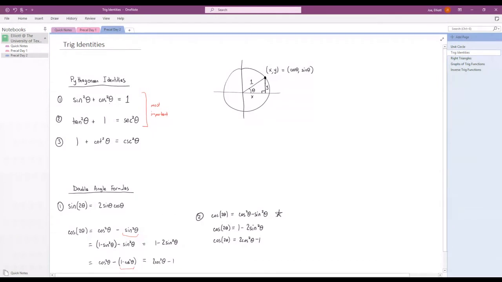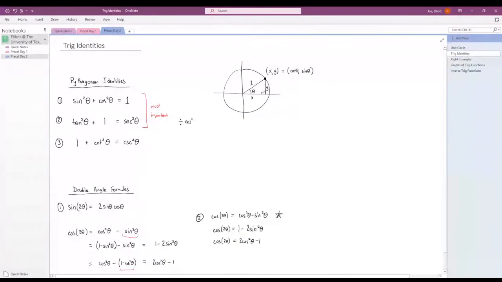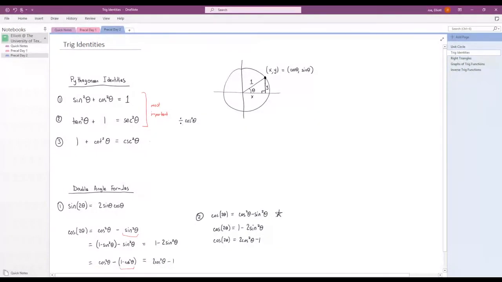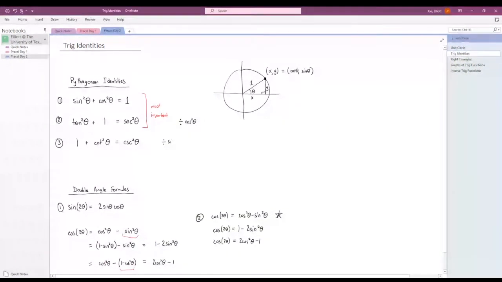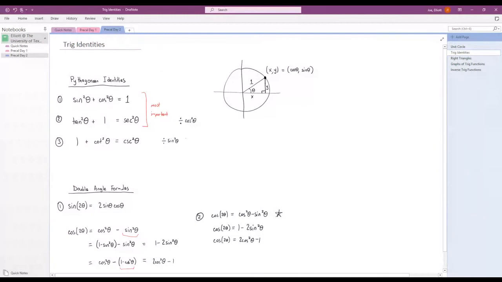There's one more set of formulas that I think are useful for calculus. So this third one, let's see here. For the second one, we get it by dividing the first one by cosine squared. This third one you get from the first one if you divide by sine squared.